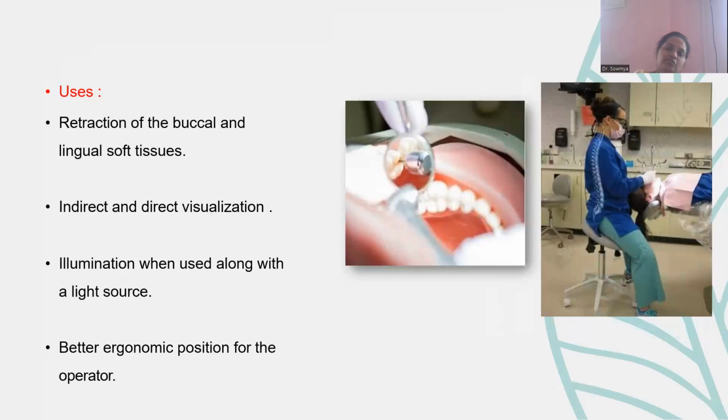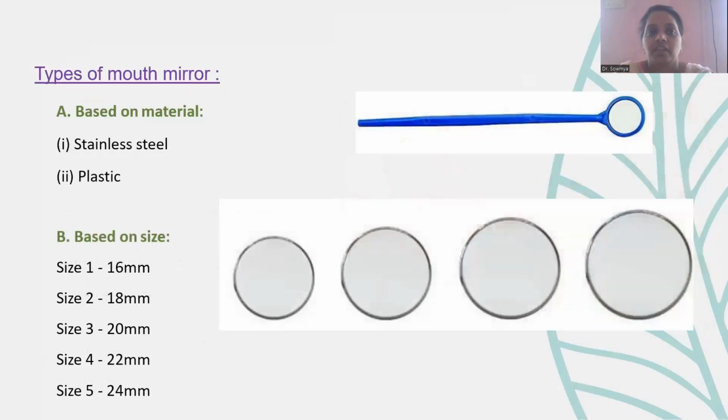Uses. The main uses of the mouth mirror is for retraction of the buccal and lingual tissues. It easily enables either the direct vision or the indirect visualization. Illumination when used along with a light source. Better ergonomic position for the operator. With the help of the mouth mirror, the operator usually will have better ergonomic position.